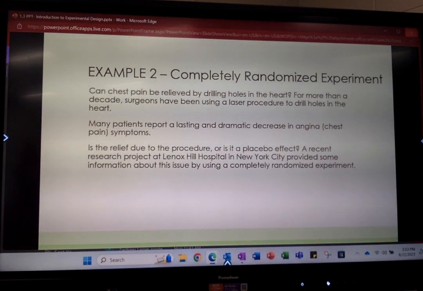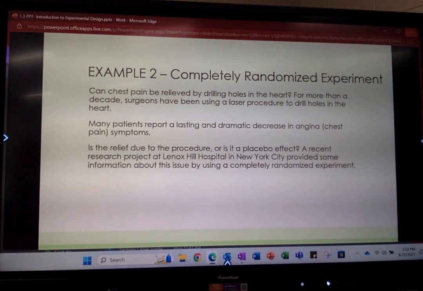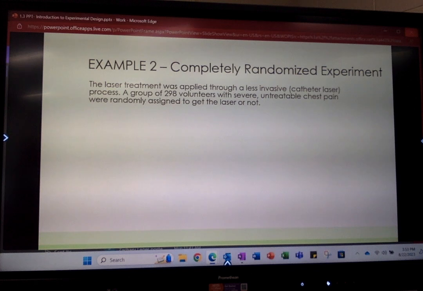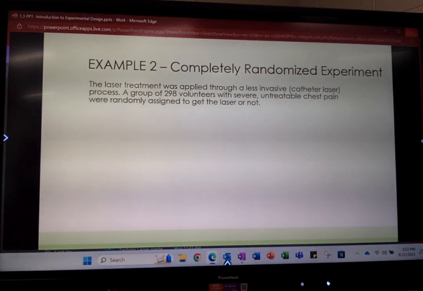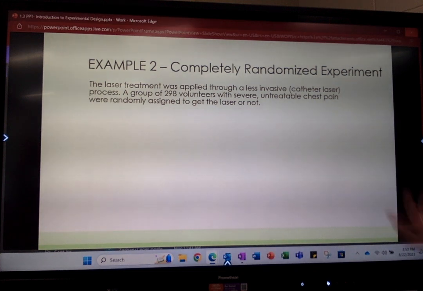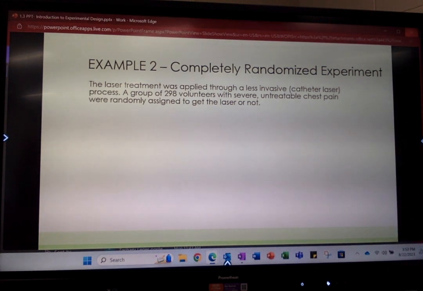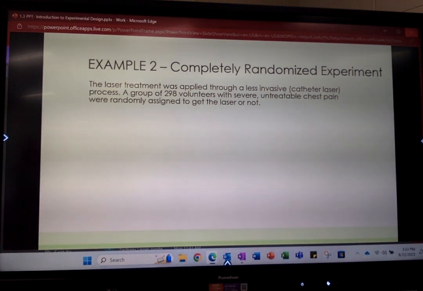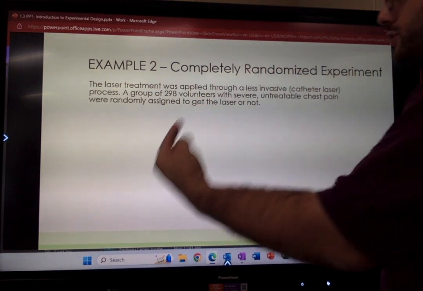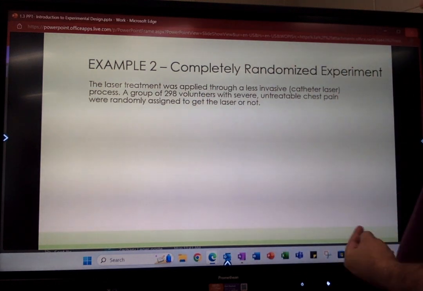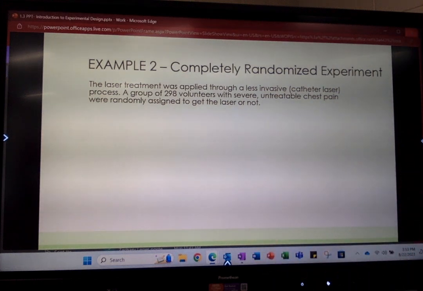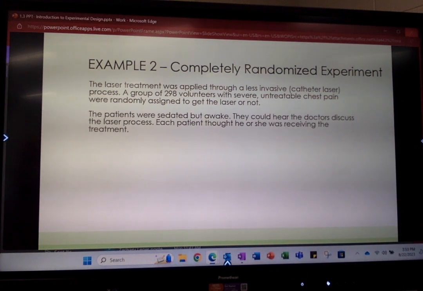So there was a research project at Lenox Hill Hospital in New York City that provided information by using a completely randomized experiment. The laser treatment was applied through a less invasive, like a catheter laser, process. A group of 298 volunteers with severe untreatable chest pain were randomly assigned to get the laser or not. So they were randomly put into two groups. One of them was the treatment group, the other was the control group. And of course, these people didn't know which group was which.